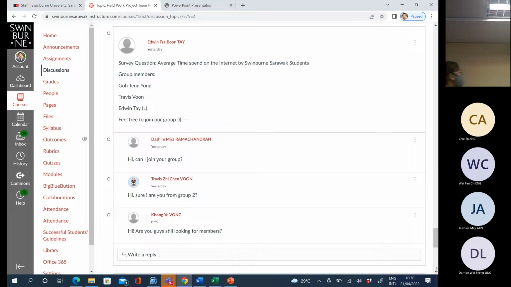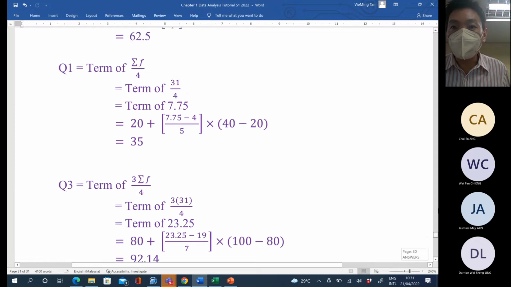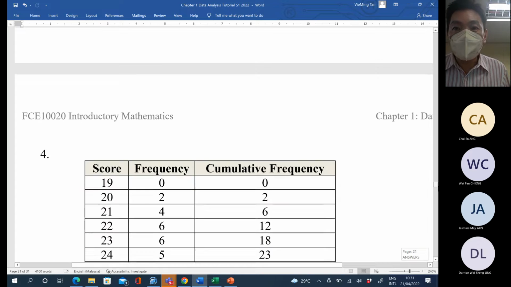Okay. For exercise 1.9, okay. What else? 2B, standard deviation. Okay, all right. Any more? So some students found that the answer at the back for exercise 1.9 and 1.10, the standard deviation value is slightly different. Probably we can check again. For exercise 1.9, 1.10, some of the answers for standard deviation are not so similar to your answer, right?